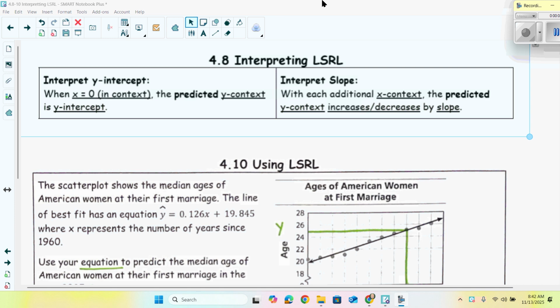And welcome to our last lesson. We're combining 4.8 and 4.10. 4.9 is a learning check, so we use class time for that. In 4.8, a couple definitions.